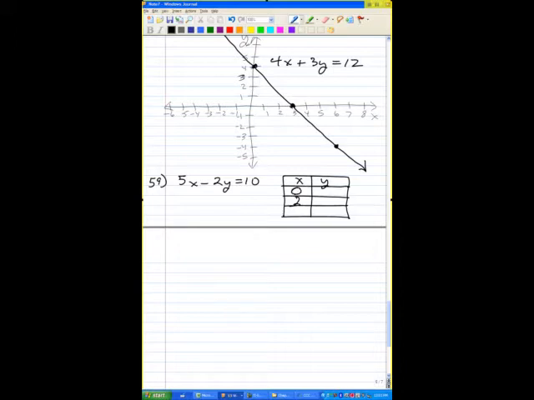So let's do 2, 0, and 4. Negative 4 is actually slightly better. So 0, 2, and 4. So now let's pick. So 5 times 0 minus 2y equals 10. So negative 2y equals 10. Divide by negative 2. So y equals negative 5.